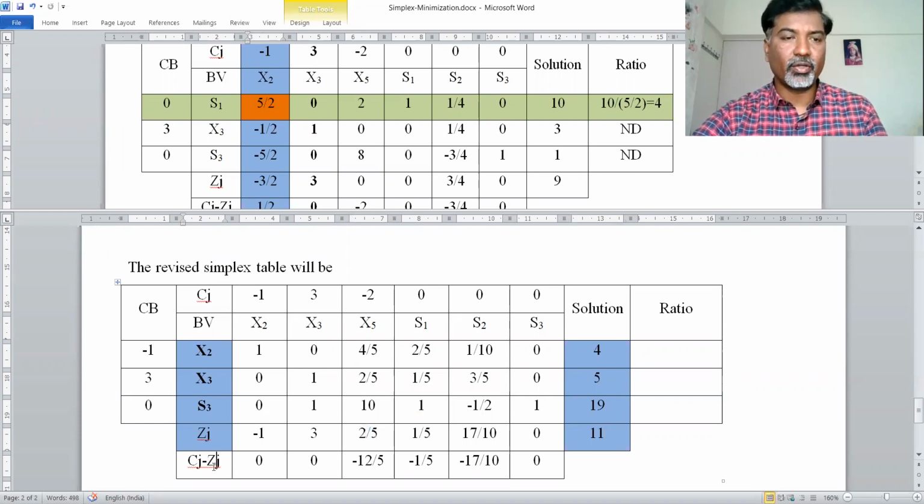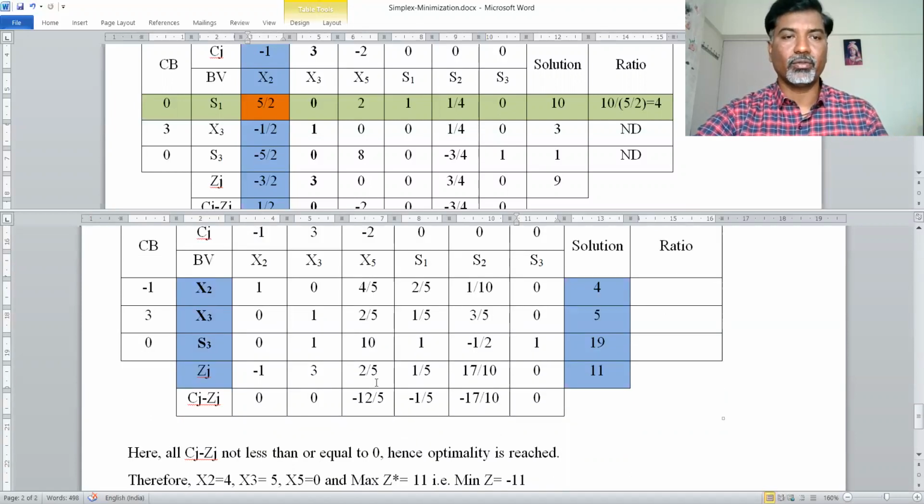Then what is next? You have to calculate Cj minus Zj. Cj is here, Zj we have calculated. Then you just subtract Cj minus Zj. Once you calculate all Cj minus Zj, you have to check whether all values are 0 or less than 0. In this case, the first column value is 0, second is 0, third is less than 0, fourth is less than 0, fifth is less than 0, and sixth is 0. It means optimality is reached because all Cj minus Zj values are less than or equal to 0.